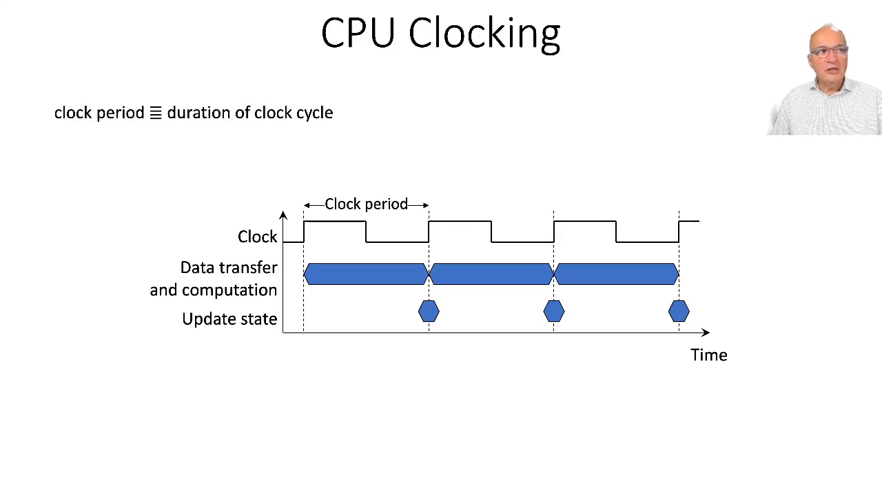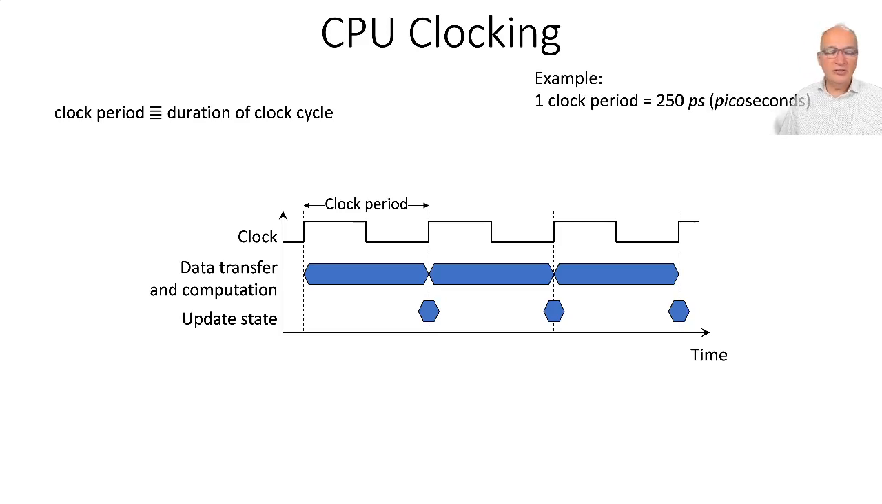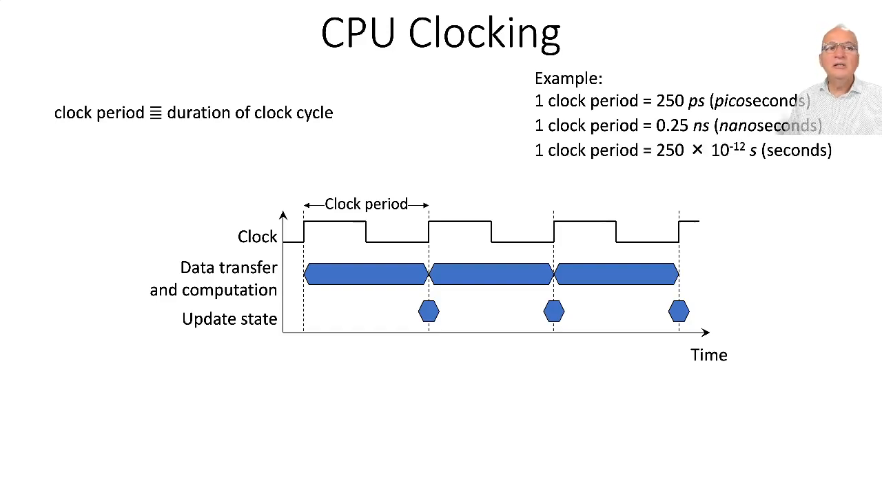The clock period is the duration of the clock cycle. Those two things are the same, they are synonyms. And you can think, for example, one example of a clock period would be that it lasts 250 picoseconds. This is the same as saying that the clock period lasts 0.25 nanoseconds, or that the clock period lasts 250 times 10 to the minus 12 seconds. 1 picosecond is 10 to the minus 12 seconds. 1 nanosecond is 10 to the minus 9 seconds.